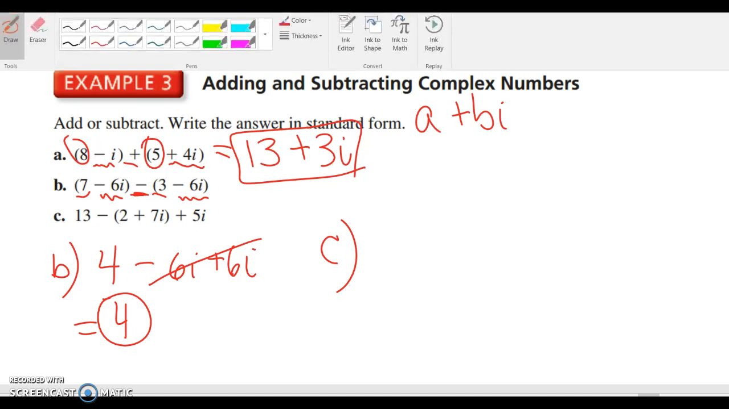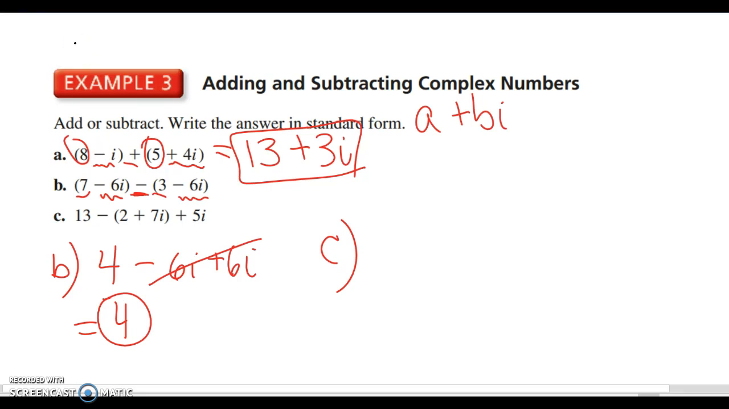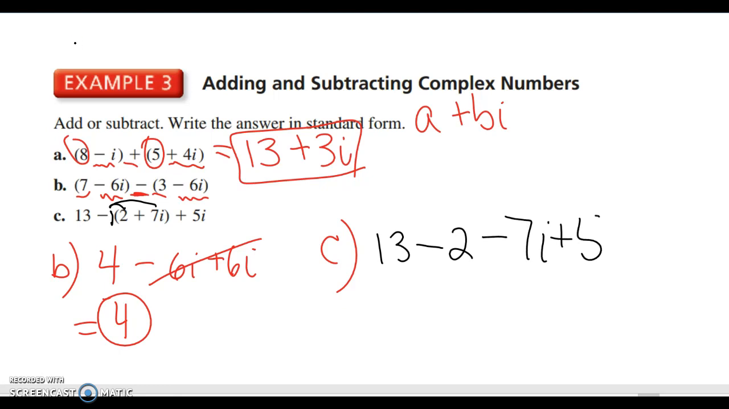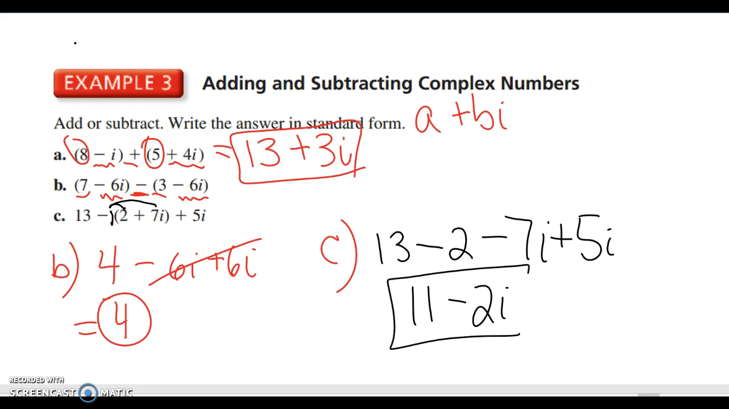And then looking at part C, if I write my work out here, I'm going to distribute this. Think of that like a negative 1, and I'm going to distribute it. So 13 minus 2 minus 7i plus 5i. If it helps you to rewrite these, you could have rewritten A and B as well. So now I have 13 minus 2 is 11. Minus 7i plus 5i is going to be minus 2i. And there's my final answer.